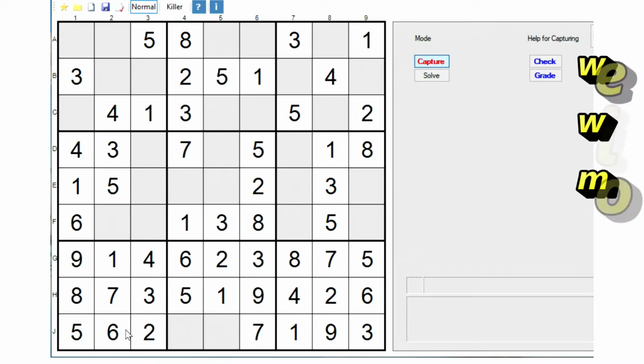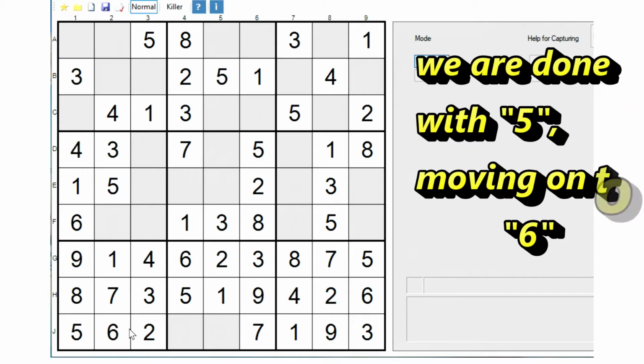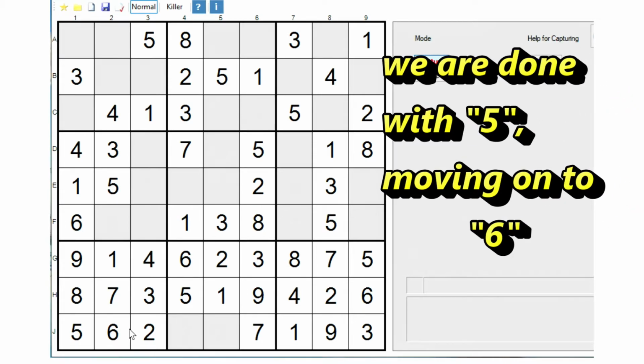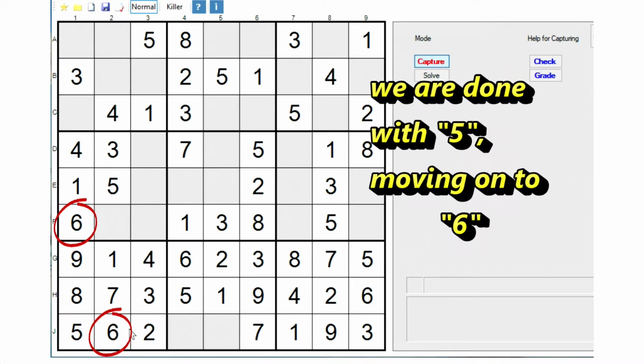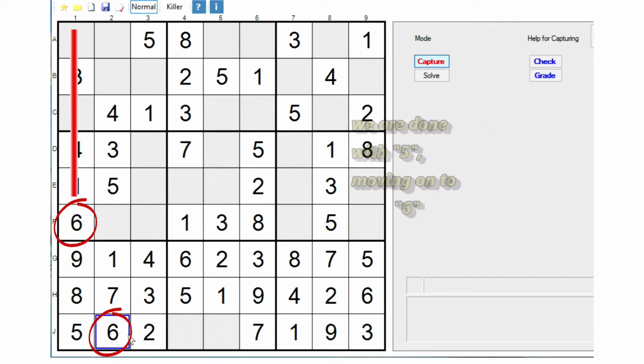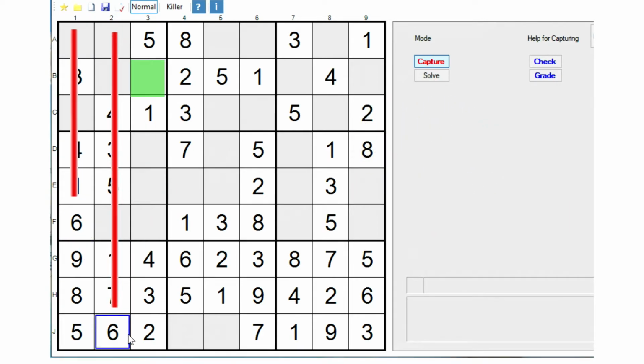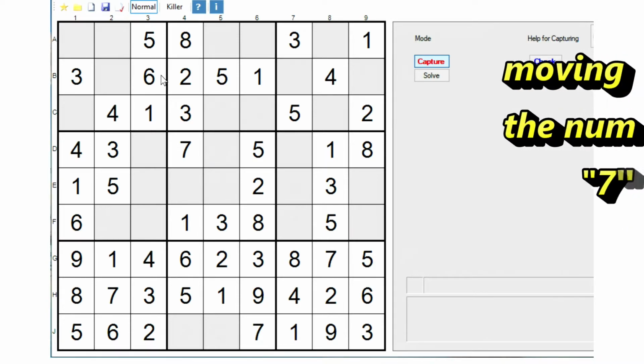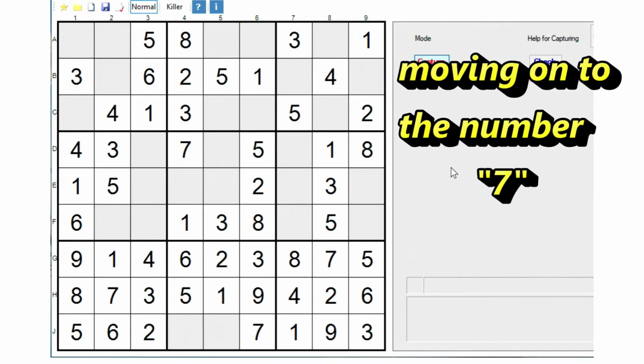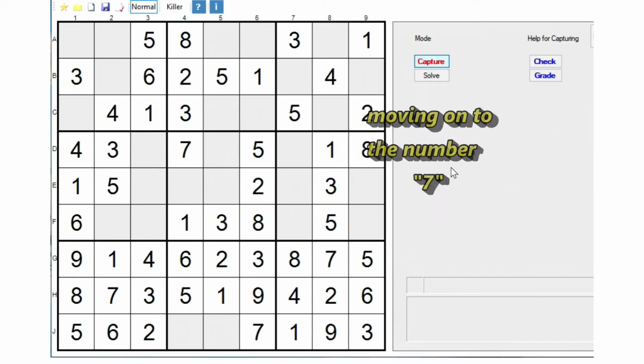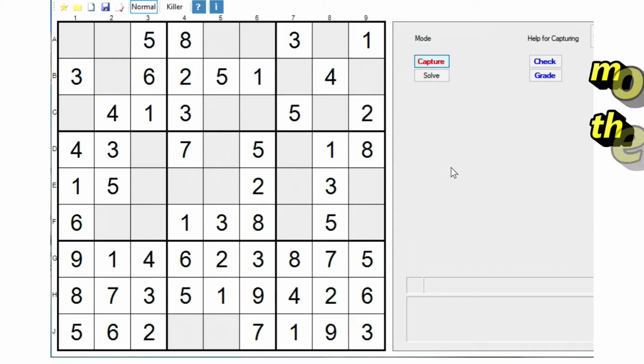We were done with 5, so let's move on to 6. Looking up the left stack, we can see we have 2 6s, here and here. Then the third 6 has to go here in block 1. I can't place any more 6s for now, so let's move on to the number 7. And I don't see anywhere I can place a 7, so let's move on to the number 8.